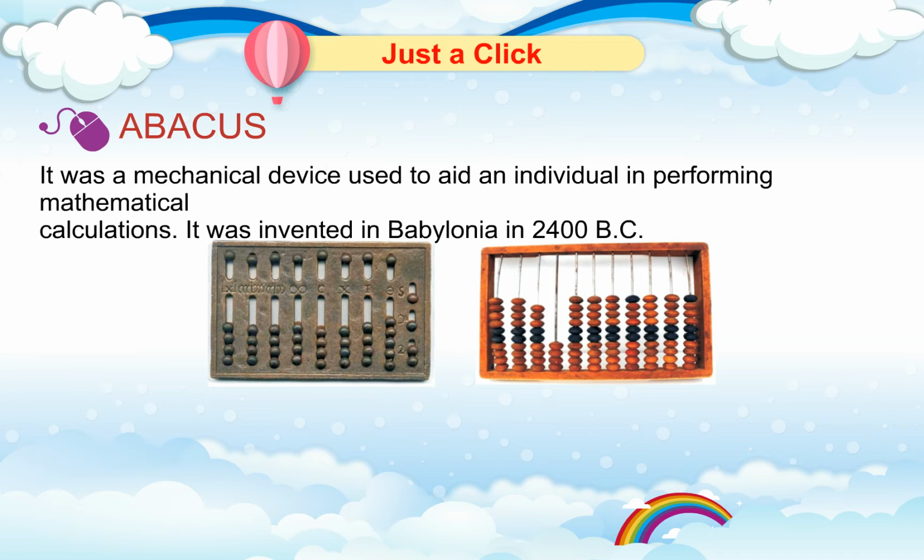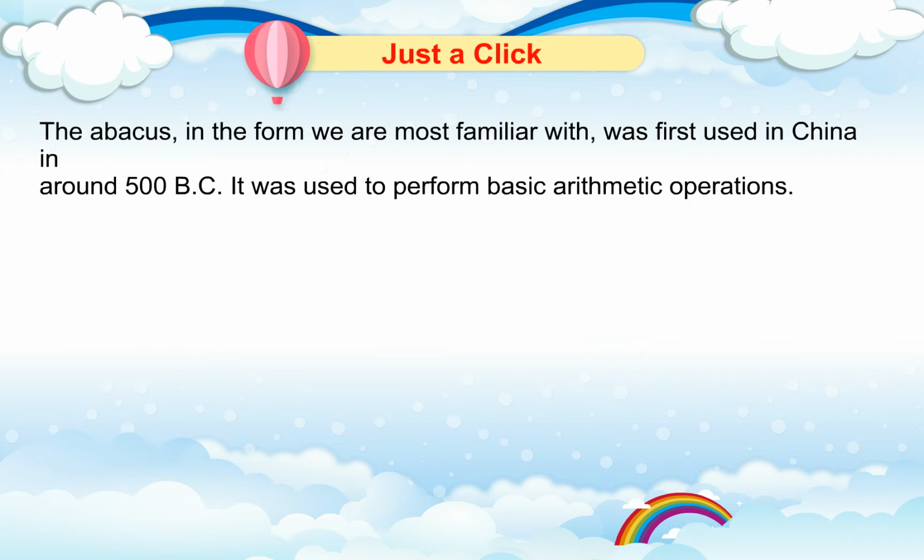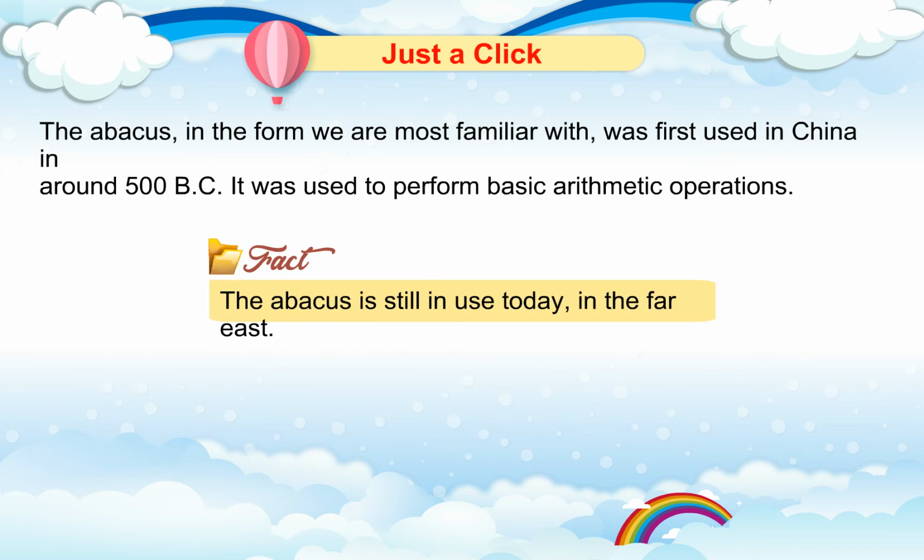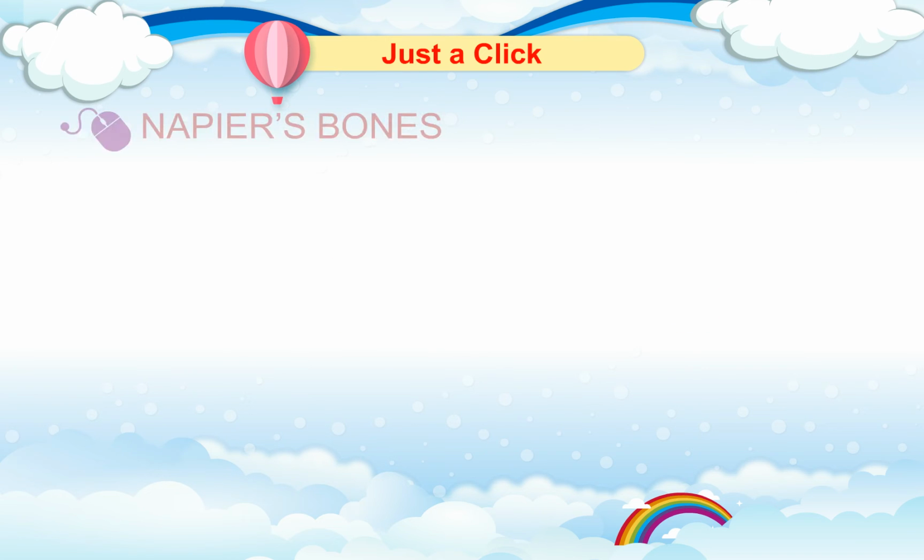It was invented in Babylonia in 2400 BC. The abacus, in the form we are most familiar with, was first used in China in around 500 BC. It was used to perform basic arithmetic operations. Fact: the abacus is still in use today in the Far East.